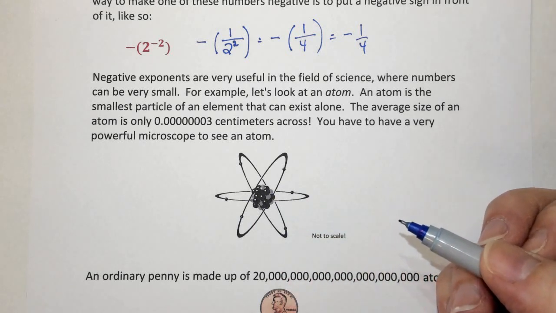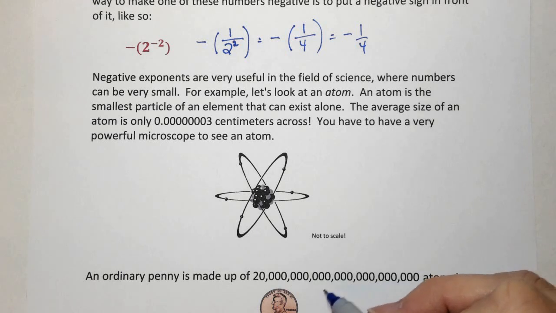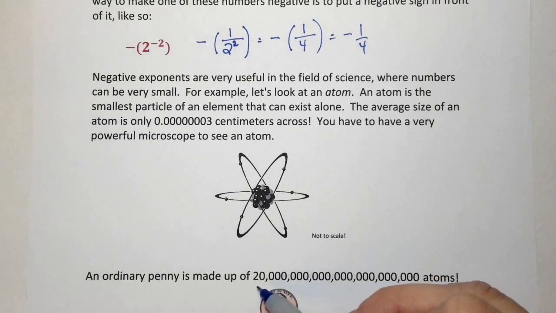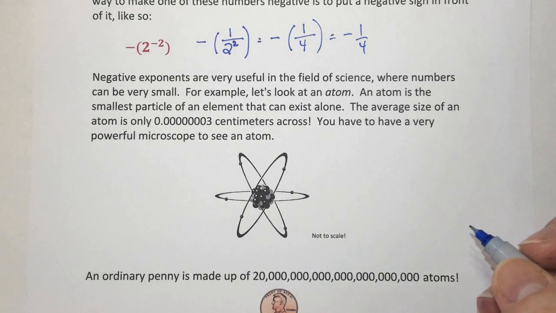An ordinary penny is made up of 20, oh wow, now this is a lot of zeros here. In fact, when I first wrote this down, I didn't even know how to say it. In English, we're used to pretty much stopping at either millions, billions, and even trillions, but keep on going here. What is this number? Well, I had to look it up, and this is 20 sextillion atoms. That's a large number with a lot of zeros. Next page.